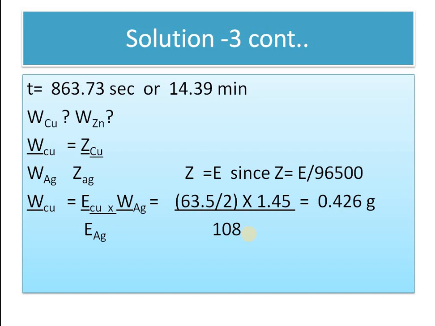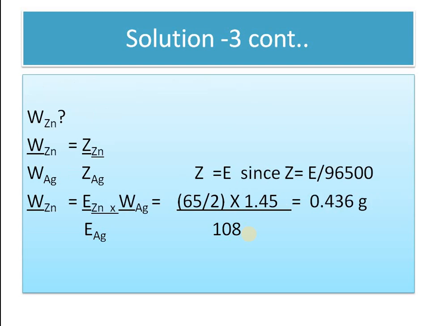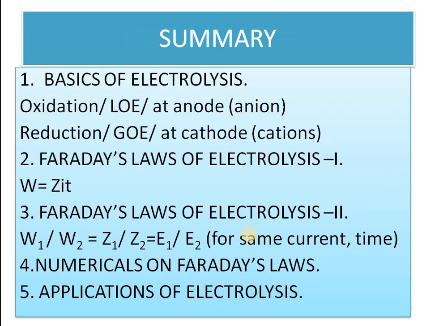After substituting the values, E for copper is what? Atomic mass divided by valency, atomic mass 63.5 given, divided by 2. So we can get 0.426 as the answer for copper. Similarly, we can solve for zinc also. How to solve zinc? W of zinc divided by W of silver is equal to Z of zinc and Z of silver, and substituting. Now how to calculate E of zinc? Atomic mass divided by 2. So we have to check the atomic mass and the valencies. Hopefully you have understood this part. I have covered all the numericals related to that. The more you practice, the more understanding will come.